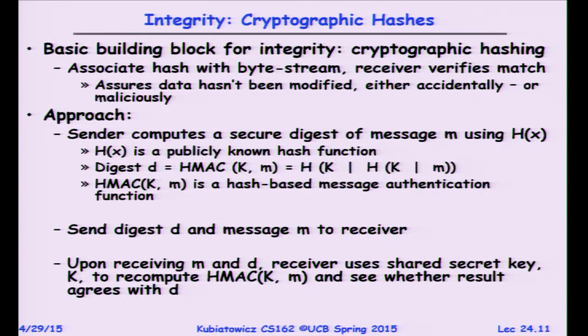Why is it so complicated? Does everybody see what we're doing there? We're taking a hash of the key concatenated with M, and then we're taking the result of that and concatenating the key and hashing it again. Why do we do that? Does anybody know?